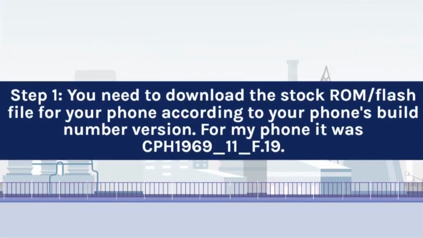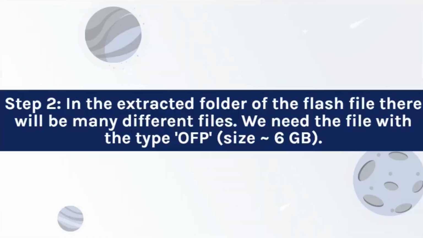Step 1. You need to download the stock ROM flash file for your phone according to your phone's build number version. For my phone it was CPH1969_11_F.19. Step 2. In the extracted folder of the flash file there will be many different files. We need the file with the type OFP, size approximately 6 GB.